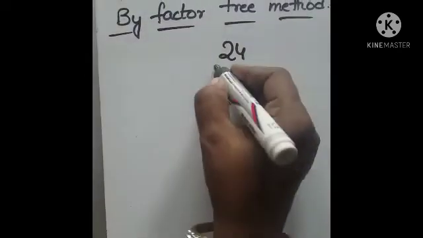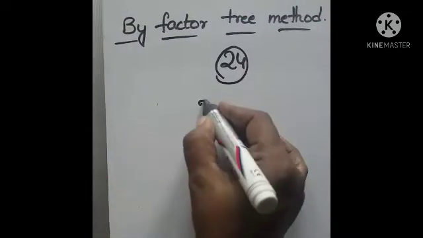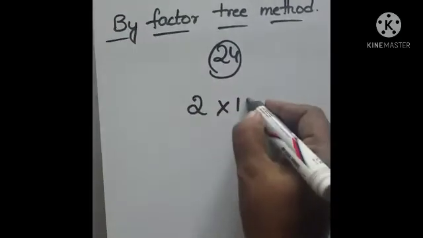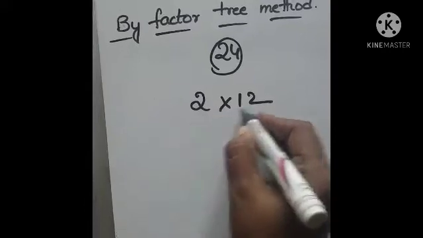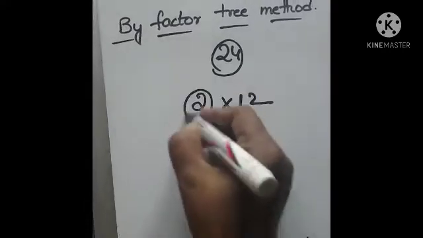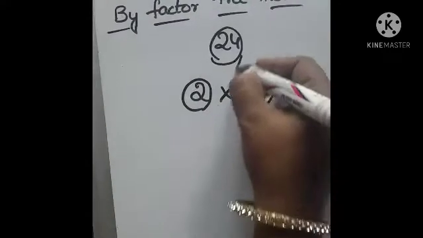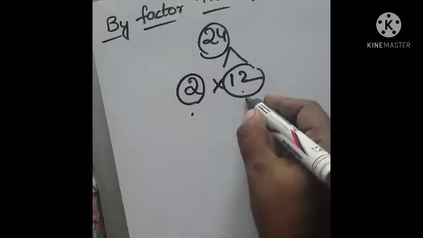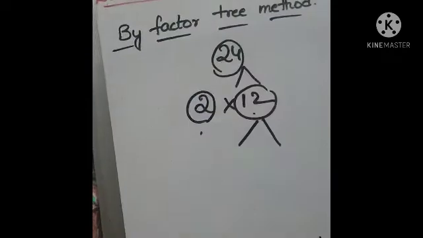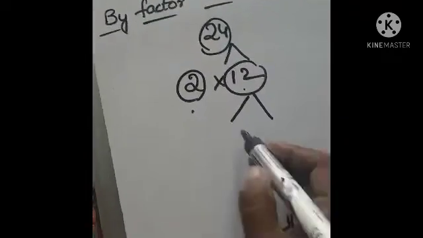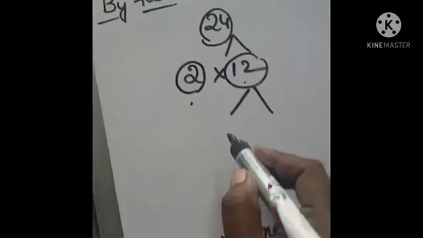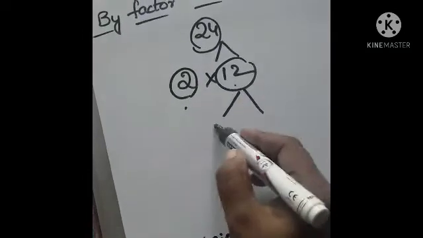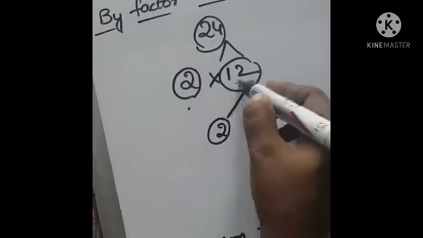Write down 24. What is the smallest prime factor? 2. 2 1s are 2, 2 2s are 4. You know already 12 2s are also 24. Now circle it, this is the smallest prime factor. Then, 12: the smallest prime factor is 2. 2 6s are 12, and 2 6s are 12.